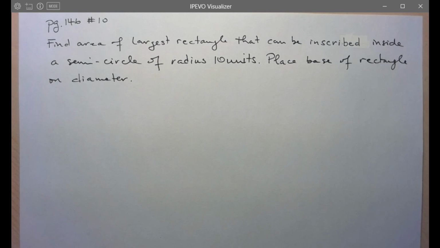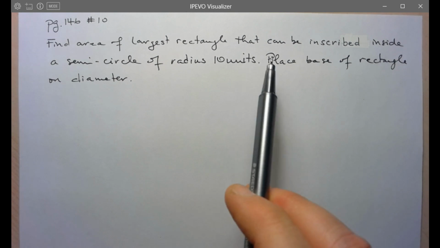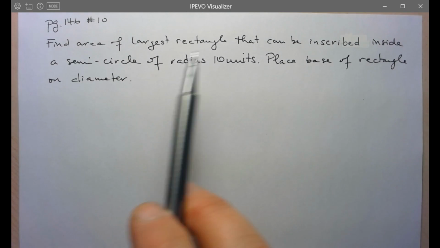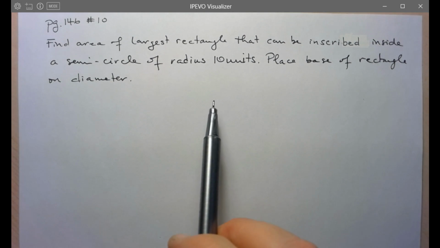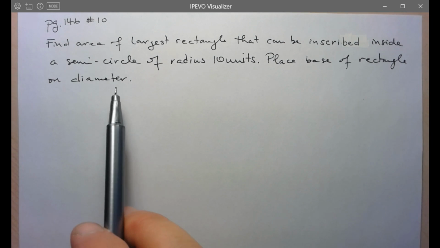Hi folks, we're going to take a look at page 146, number 10. So here they're asking us to find the area of the largest rectangle that can be inscribed inside a semicircle with a radius of 10, and they tell us to place the base of the rectangle on the diameter.